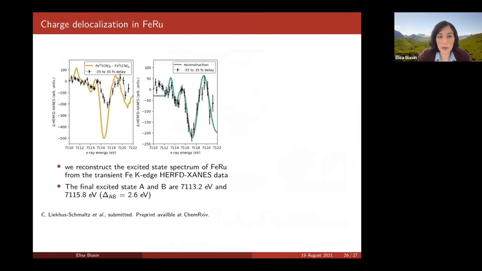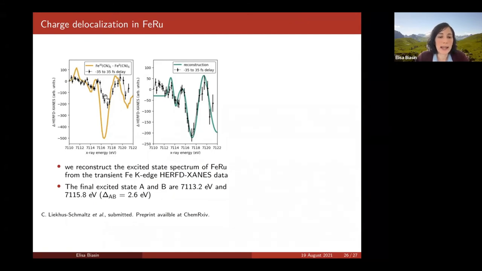So that's the reason we did the experiment. In this case, the signal, the count rates, was not very high, so it was not possible to really scan the time other than the energy. So we got only one transient signal, the black line here, which basically corresponds to the difference between the ground state and the metal-to-metal charge transfer state of Ferroux.